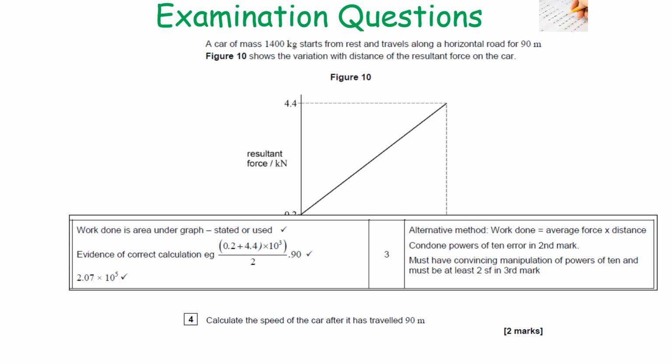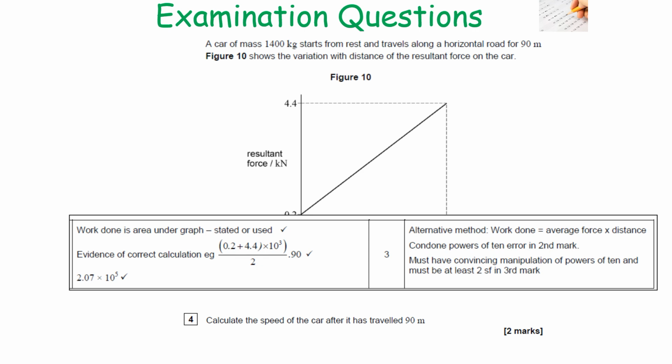Now the next question says, calculate the speed of the car after it has travelled 90 meters. Now the trick to this question is that we've just worked out the work done. Now the work done is going to be transferring energy from the previous energy store into the kinetic energy store, because it's making the car go faster.